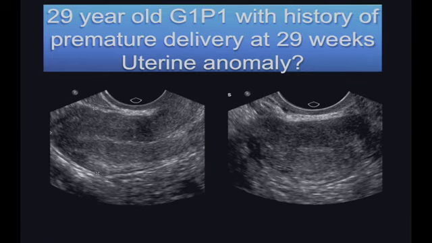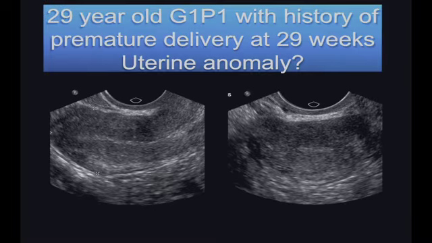So next we have a 29-year-old gravida-1, para-1 with a history of premature delivery at 29 weeks. Now, is this a uterine anomaly? Actually, this is kind of a trick question because I don't think you would actually think that I would be showing you a normal uterus when I'm talking about uterine anomalies.